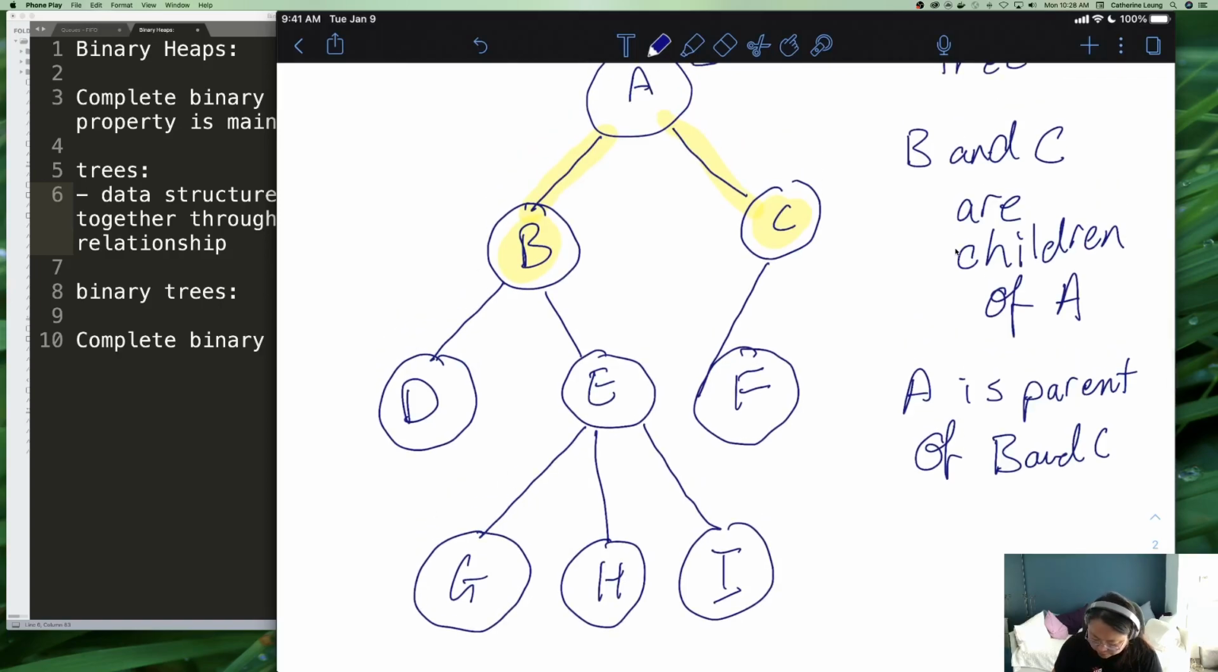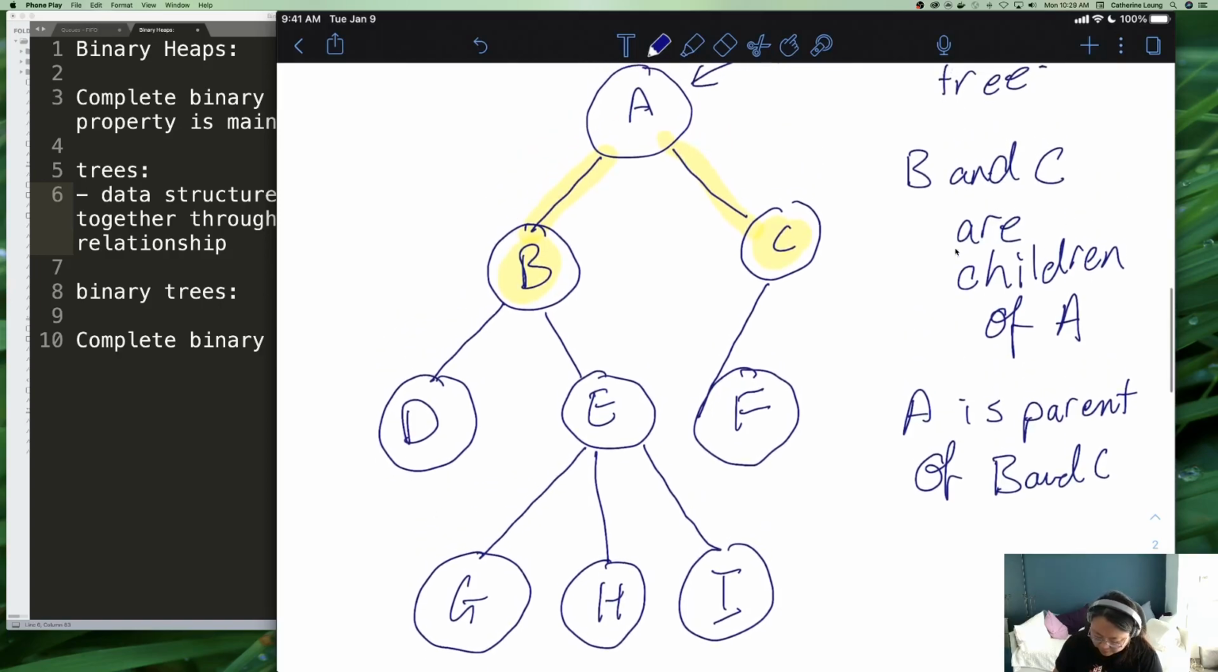So in this picture, actually, let me shrink the picture just a touch.